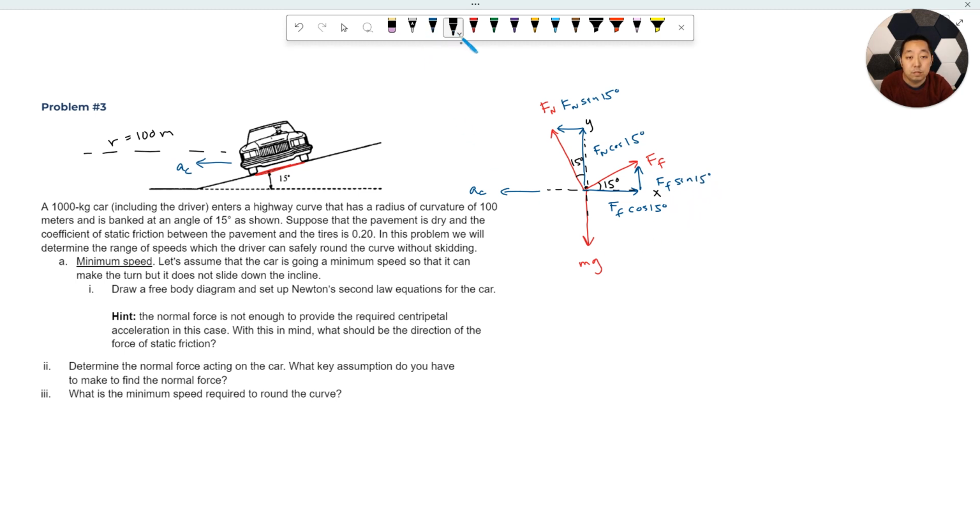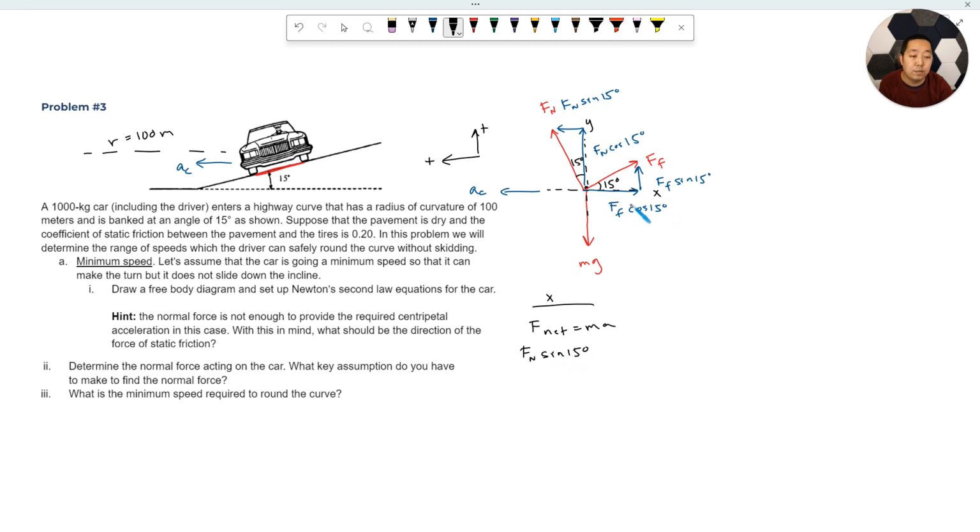Okay? Now we've decomposed all the forces. We need to decide which way is the positive direction. The left is positive and up is positive. In the x direction, we'll do F net equals ma. What are all the forces in the x direction? Well, the Fn sine 15 degrees is to the left, so it is positive.